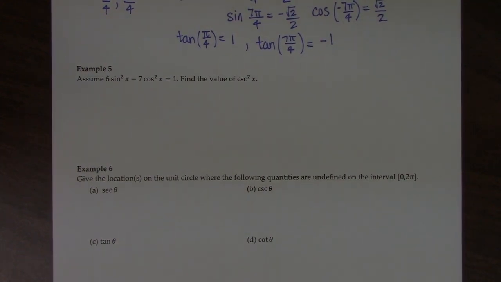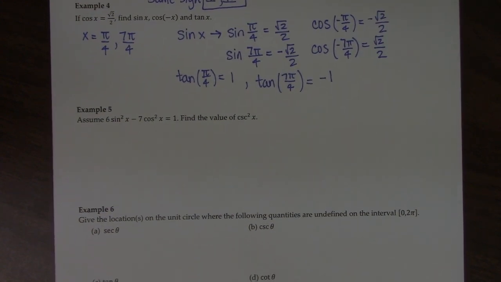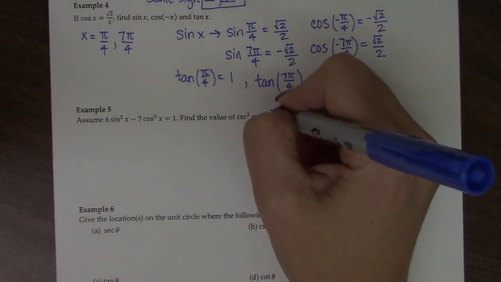Example 5 says, assume 6 sine squared minus 7 cosine squared equals 1. Find the value of cosecant squared of x. So we said the unit circle only defines things in terms of sine and cosine. But part of the issue with the unit circle is x squared plus y squared has to equal 1. So I'm just going to write this down here so we can see it.